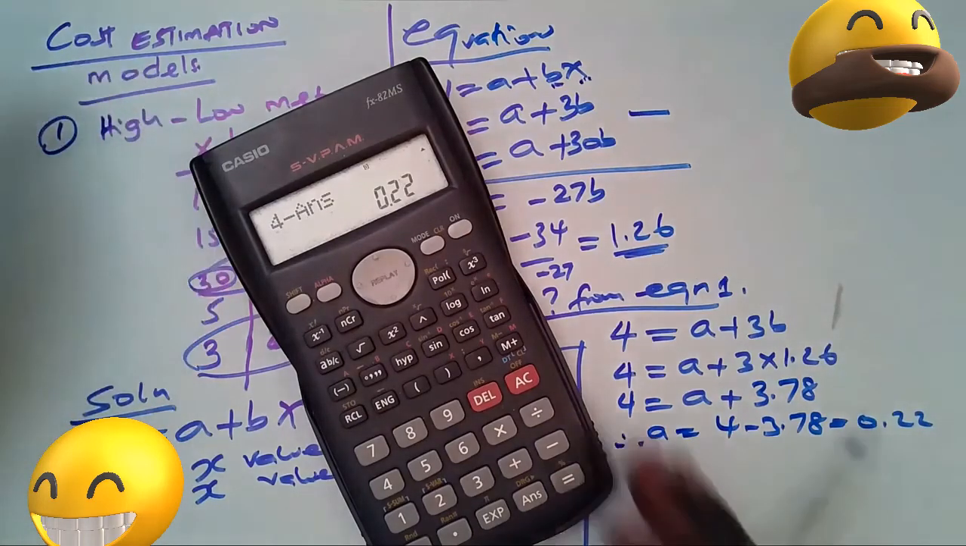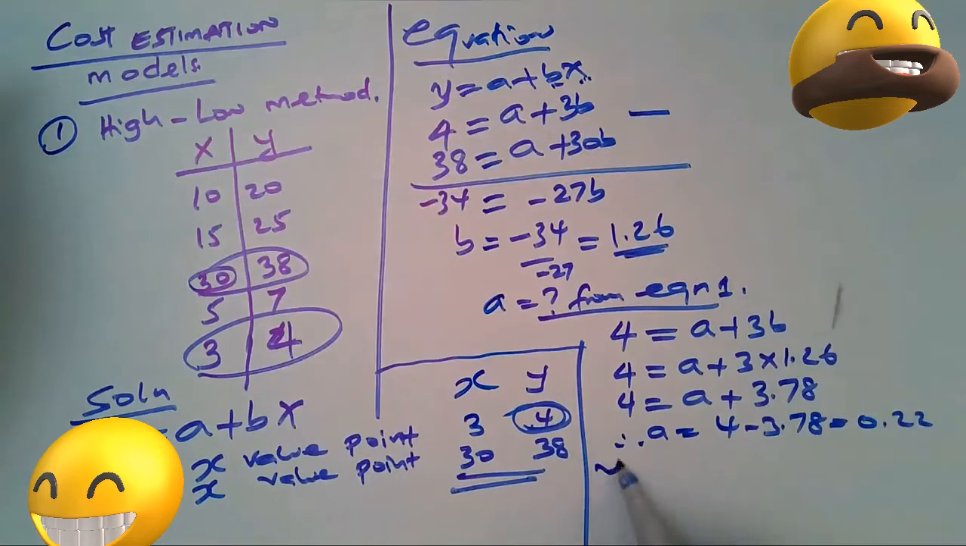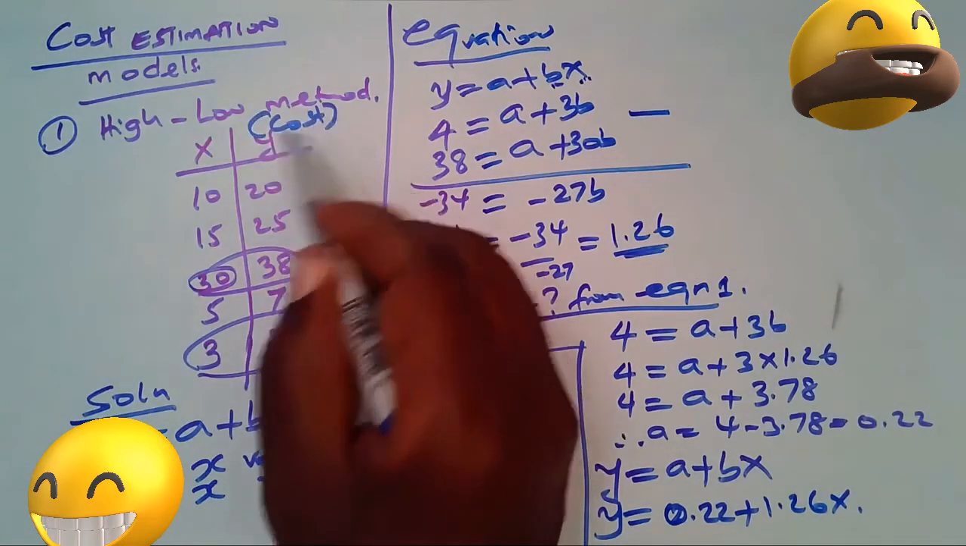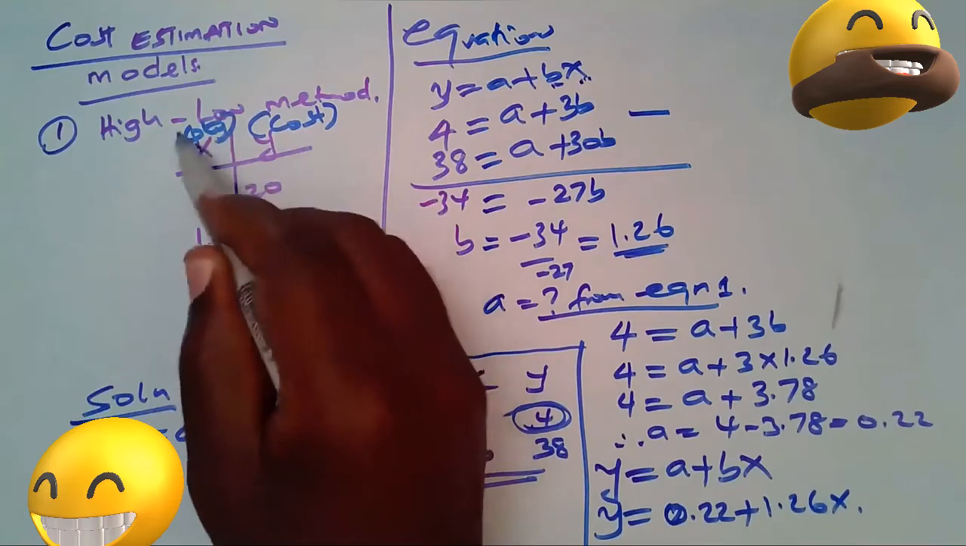And now the moment I have got the values of a and b, I should be able to write the equation. My equation will be y equals a plus bx. The values of a and b are my connectors. So I put those connectors down to have the equation y equals a, which is 0.22, plus b, which is 1.26, x. So now I have a very strong equation, assuming that y was cost and x was the quantity produced.